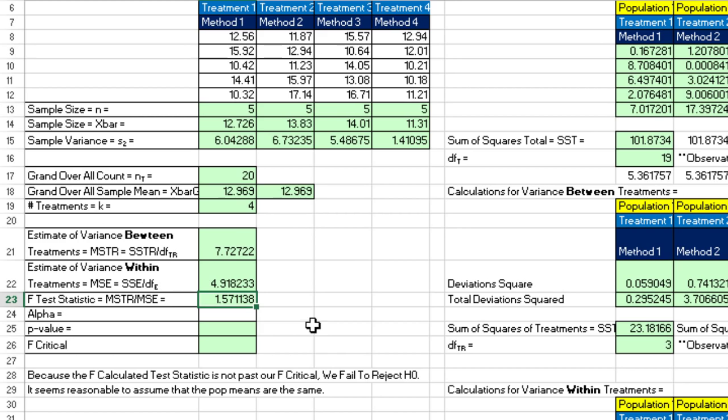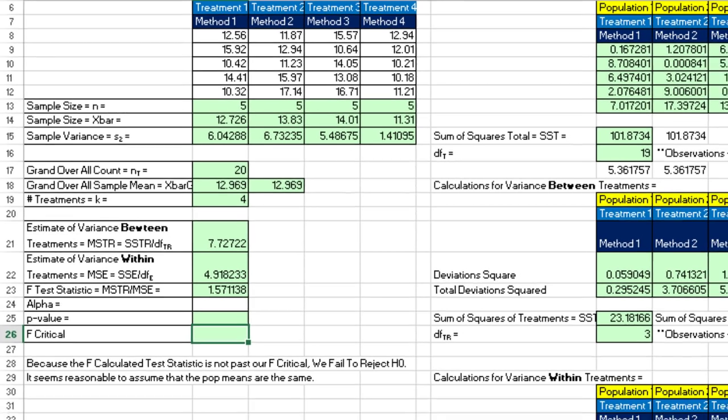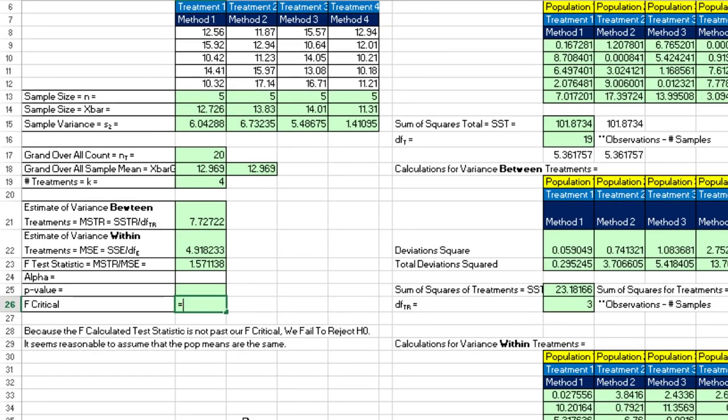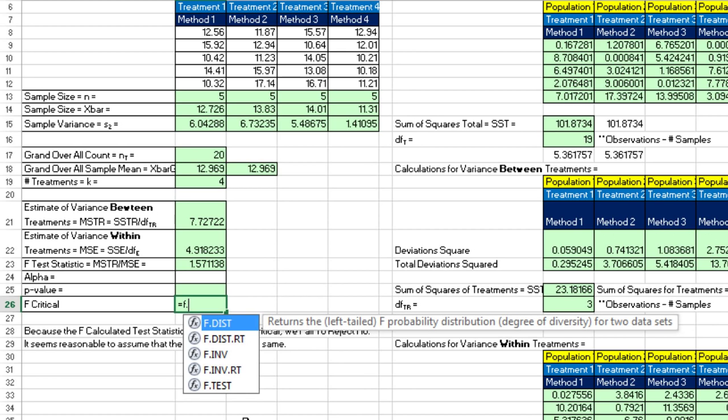Now we can calculate p-value, which is dist, or the critical value, which is inverse. So we're going to start with the F critical value. And luckily, when I type F dot, there's dist. And we're going to use the dist right because we're interested only on the upper end, and F dot inverse. Again, we're going to use right because we're interested on the upper end only. But these functions work the same as before. Dist will give us probability. Inverse will give us an actual value.